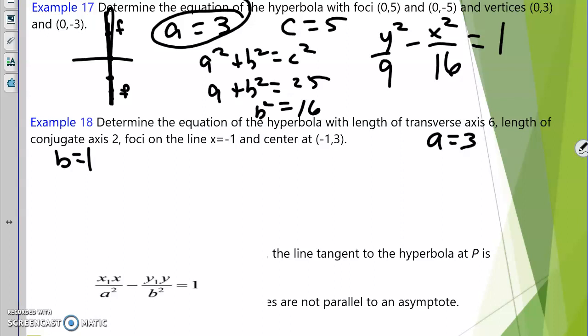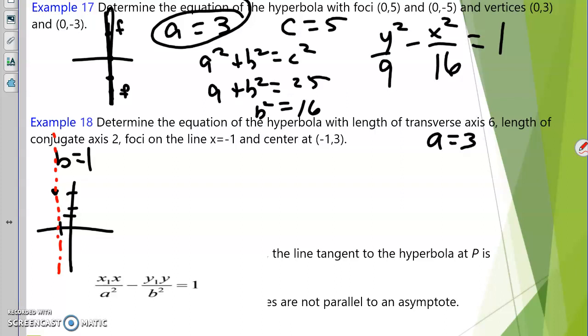So let's start with trying to get an idea of what this looks like. Because I know if it's more of a vertical opening one, then the y comes first. If it's a horizontal opening, the x comes first. So I kind of have to get a handle on what it looks like before I write the equation. I know that my center is right there. And I know that my foci are going through the line x equals -1. So I know that my conjugate axis is right there. So I know that my y has to come first.